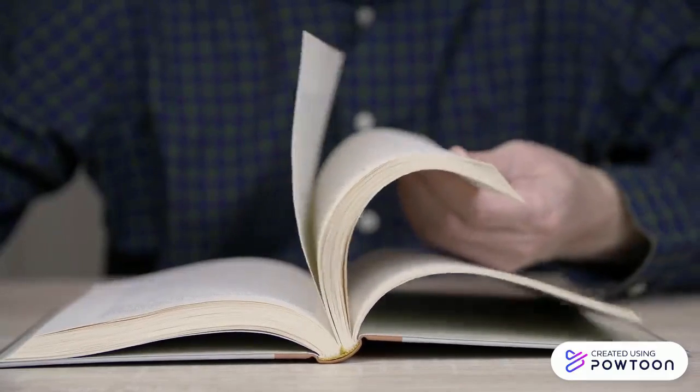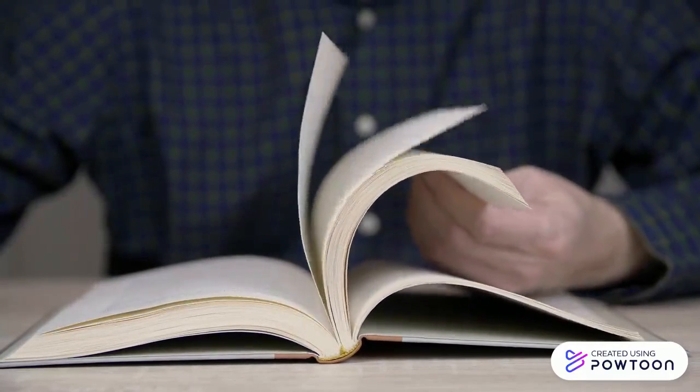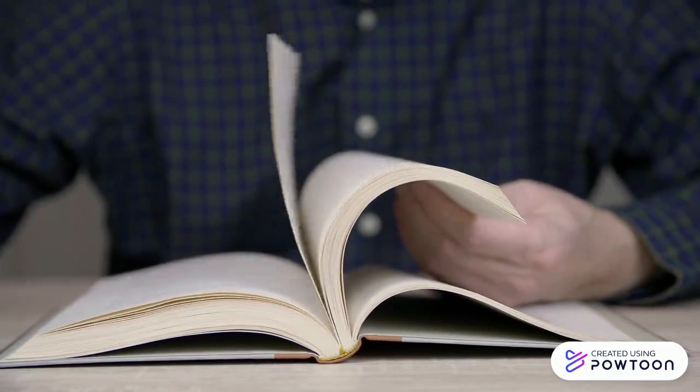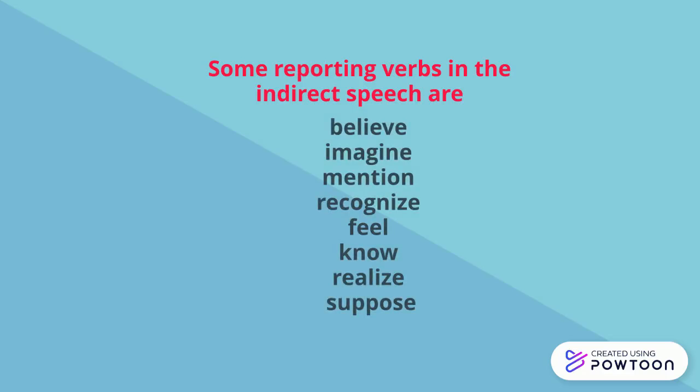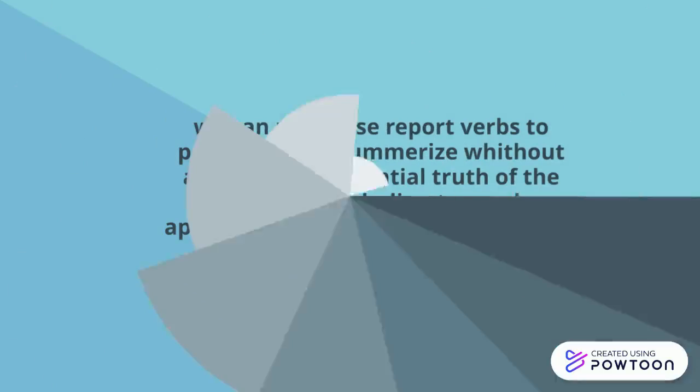The indirect speech. Typically, the indirect speech is used to report statements that take the form of a nominal that-clause. They said that we should go home. Some reporting verbs in the indirect speech are believe, imagine, mention, recognize, feel, know, realize, suppose.